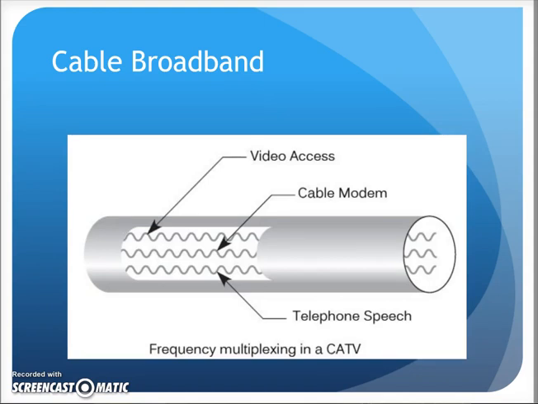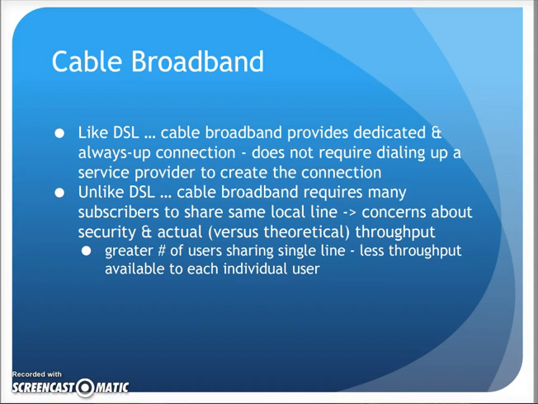Just a reminder that with our cable TV, our coax, you actually have a couple of signals multiplexed on here. Your video signal, your cable data, your telephone, all multiplexed across this cable going back to your broadband provider. Just as a little reminder on the signaling that's going on there. Like DSL, cable broadband provides a dedicated, always-up connection. You don't have to dial in or anything like that. It's always there.